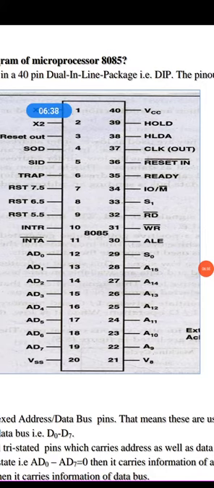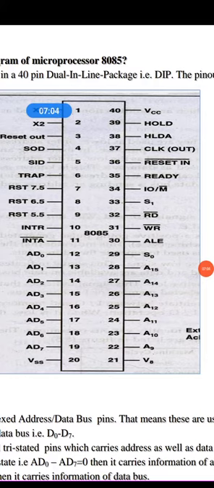Pin number 36 is RESET IN bar. Again it is an active low pin, which is the input signal for the microprocessor showing that it should be reset. Then pin number 37 is the CLK OUT pin. Clock out is an output clock provided to peripheral devices from the processor, so that they may be synchronized with the processor.